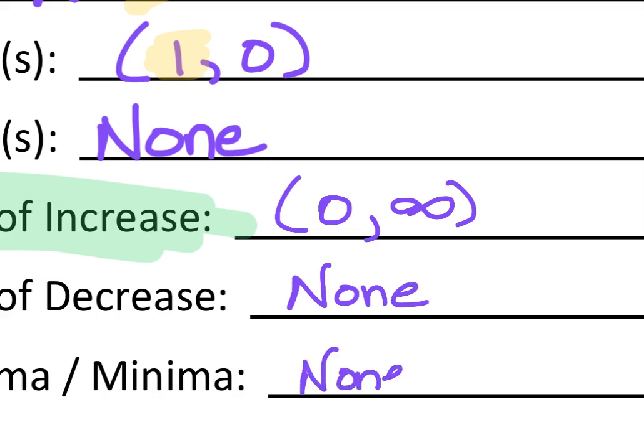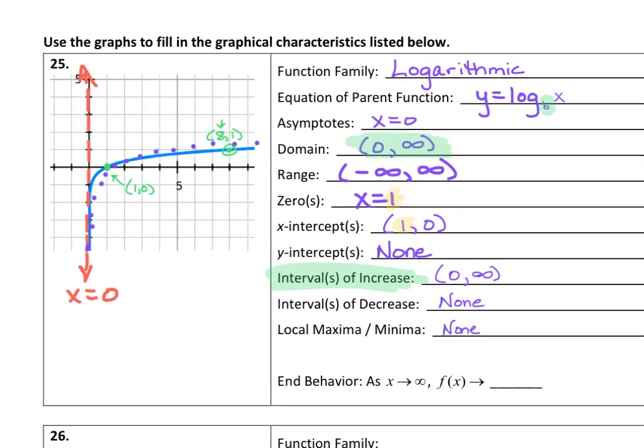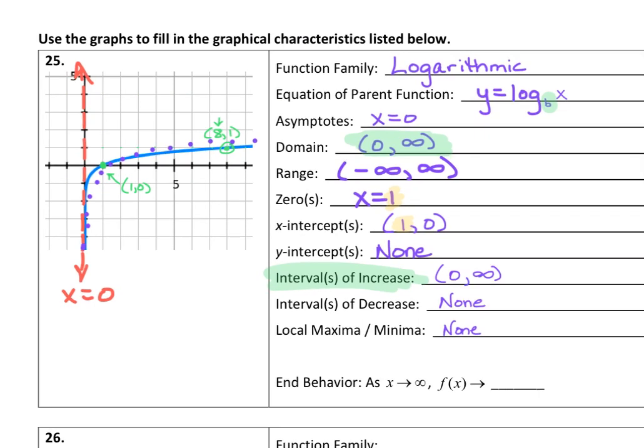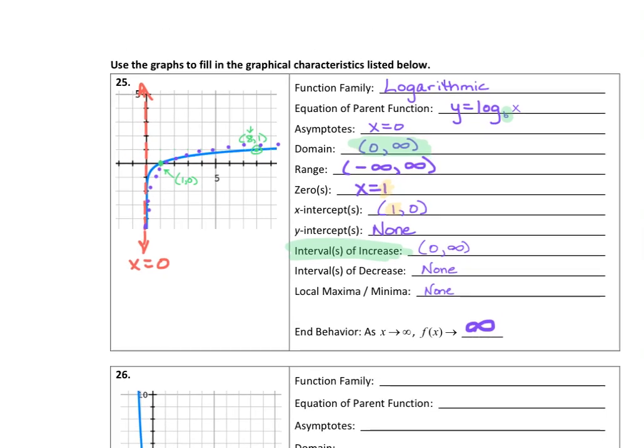And it's increasing the whole time, so it's not decreasing anywhere. You're not going to have any max or mins for any of the points on that graph that doesn't change direction. And because it's logarithmic, you only have end behavior on one end, and that end is on the right. It's going to go to positive infinity.